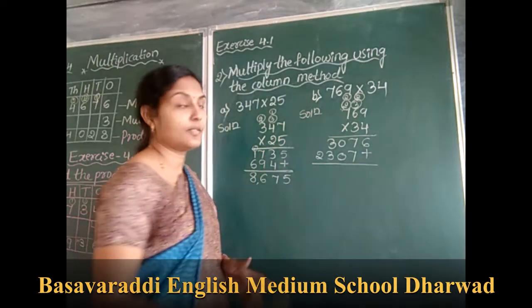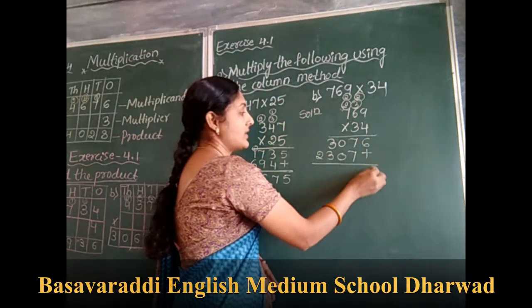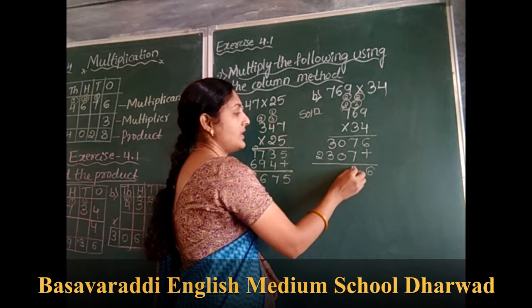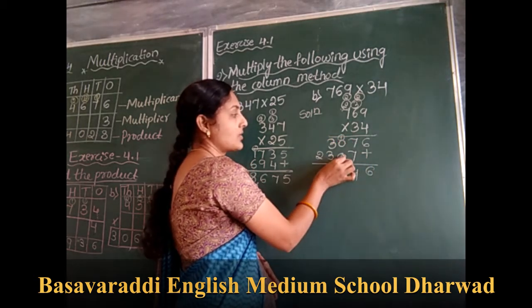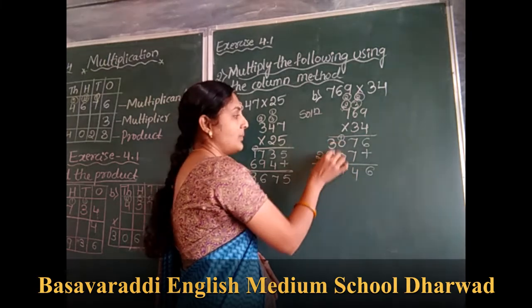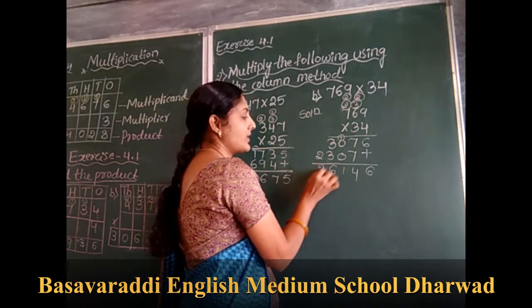Let's add the addends. The 6 plus 0 is 6. The 7 plus 7 is 14. So 1 carry over. So 1 plus 0 is 1. So 3 plus 3 is 6. The 2 as it is.